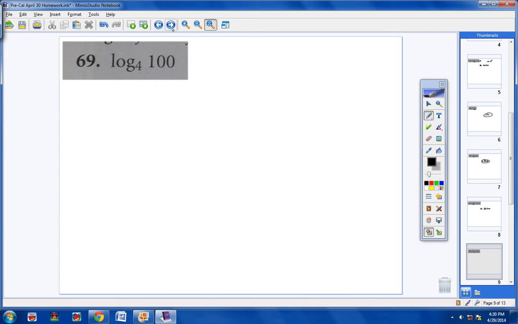Now, 69 to 73 say find the logarithm using the change of base formula and use a common logarithm. So that means we're going to use base 10. So this can be rewritten as the logarithm of 100 over the logarithm of 4. And notice I used a common log over a common log, and that's what the directions said to do. So I'm going to type into my calculator log of 100, then hit enter, and then divided by the logarithm of 4, and then enter. And it does not say where to round, so I'm going to round to 4 decimal places.